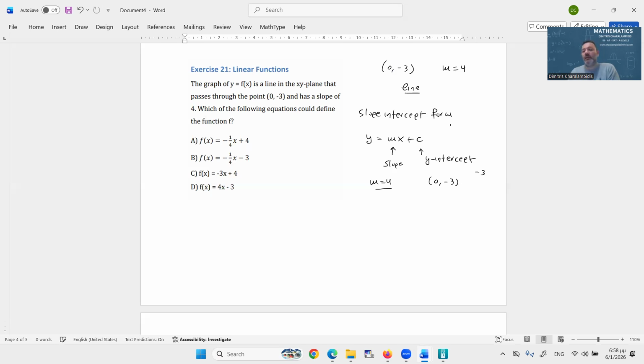because we were told that this line crosses or passes through the point with coordinates 0 and -3. So, overall, the function's equation would have been 4x minus 3, which makes D the right choice for this specific exercise.